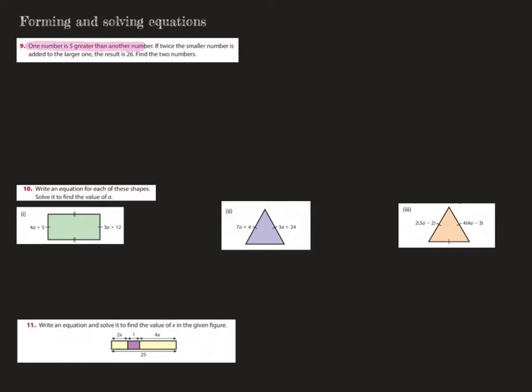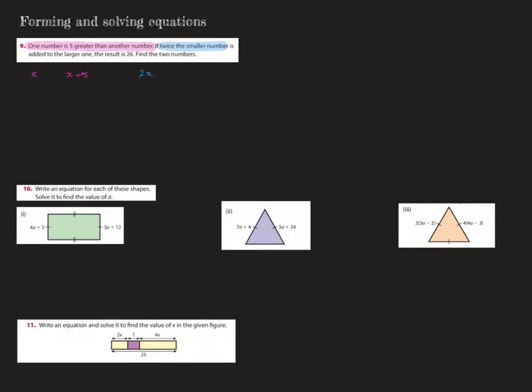One number is 5 greater than another. If that's the case, we don't know what the number is, so we're going to call the number x, and the other number is going to be 5 greater, so it's going to be x plus 5. Okay. Now, we've got two numbers there. If twice the smaller number, so twice the smaller number is going to be 2 times x, is added to the larger one, the result is 26.